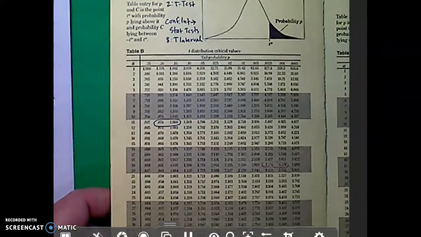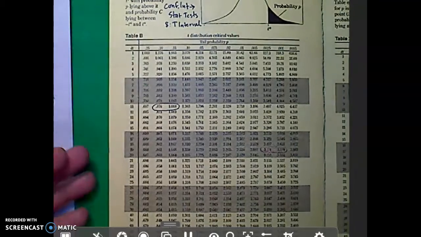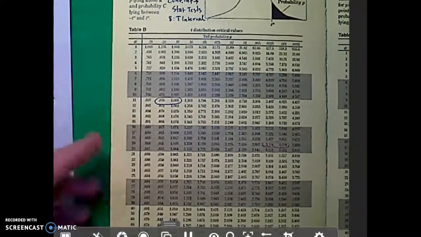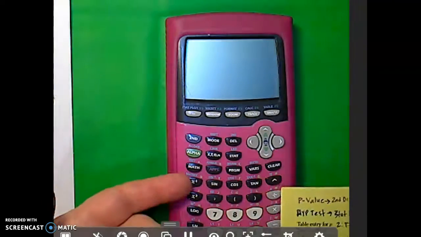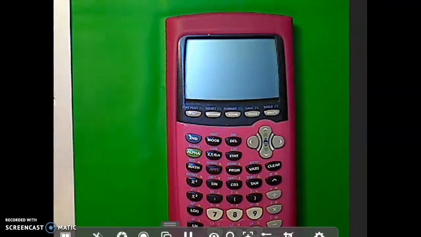So the point is that we need degrees of freedom to find p-values using a table. We need our calculator to find degrees of freedom. So basically for these, you're going to be relying on your calculator a lot. So let's crank out this problem with the calculator.